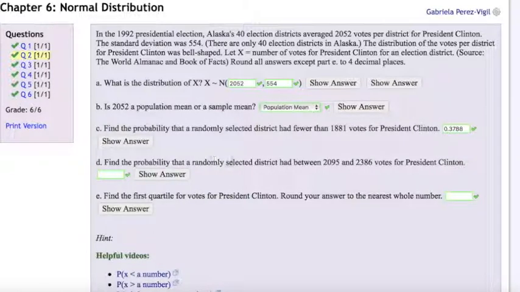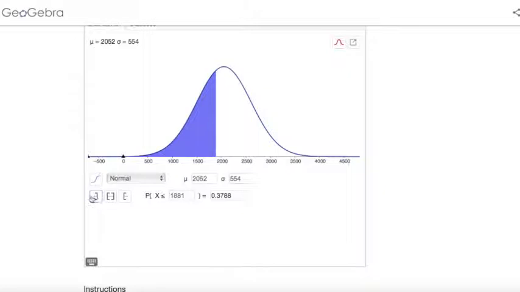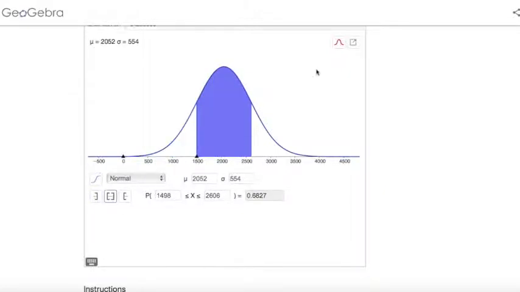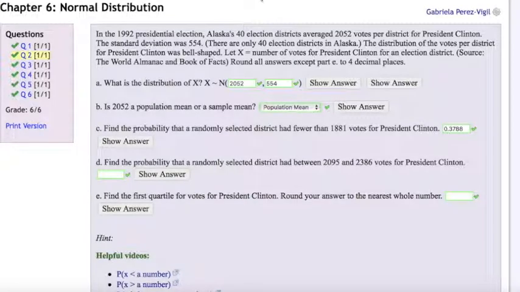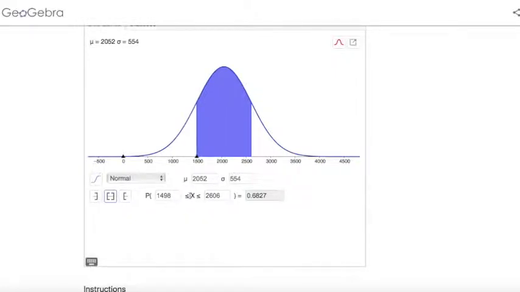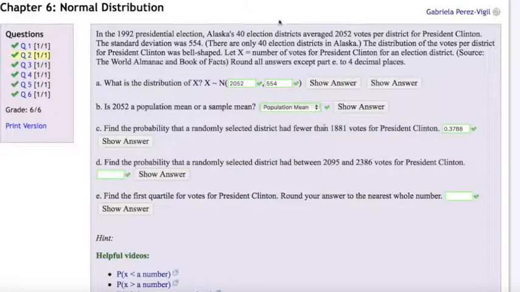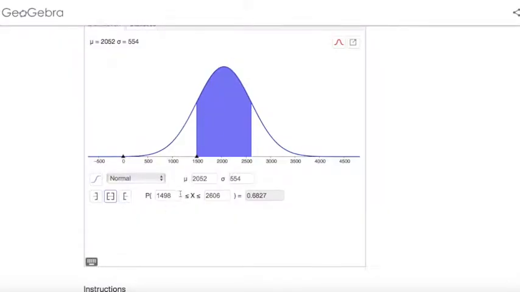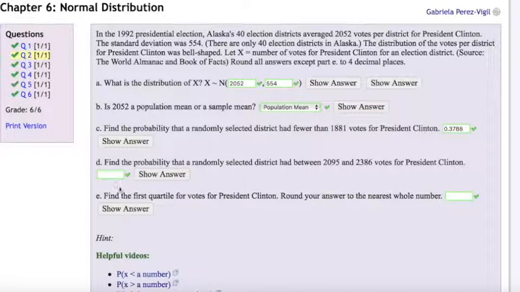And this one wants you to use an in-between probability, so instead of using this one, you would use this. And since you're working with x's right here again, you can just plug in these numbers right here. So between 2,095 and 2386. And remember to click enter. And 0.1958.